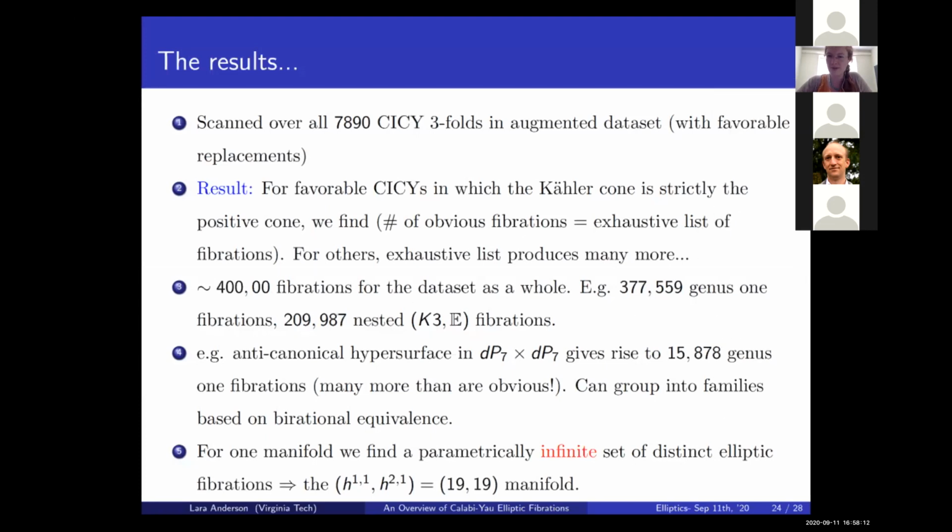For example, there were 377,000 genus 1 fibrations and 200,000 nested K3 and elliptic fibrations that appeared. I can't give you a full number for the number of fibrations that appear in that data set because they can get very big, in fact infinite for one manifold. So the anti-canonical hypersurface in a product of two Del Pezzo 7 surfaces gave rise to 15,000 different fibrations. And in fact, one manifold, the so-called Schoen threefold, gives you a parametrically infinite set of distinct elliptic fibrations. This is a self-mirror manifold with Hodge numbers (19,19) that crops up all over the place in string theory. All right.